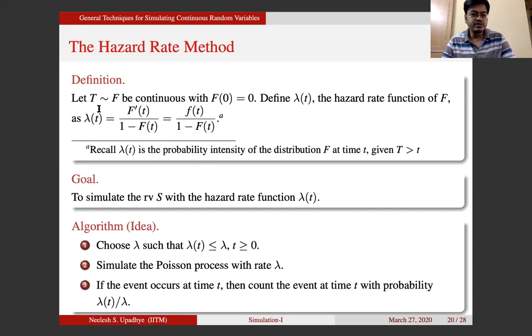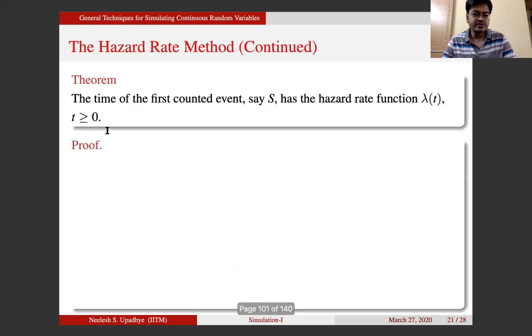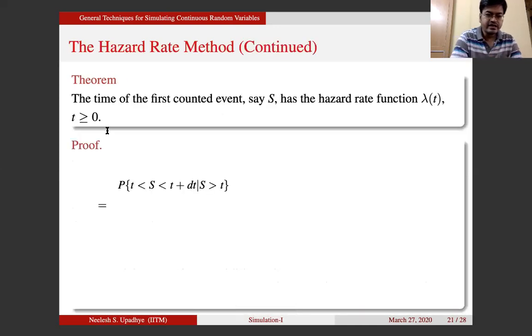So I should be able to show that if I use this method, and if I consider this particular computation, then this has some relation with lambda t, or it is exactly lambda t plus some error term at most. Okay? So this is my goal. Now you look at this event, t less than s less than t plus delta t, given s is greater than t.